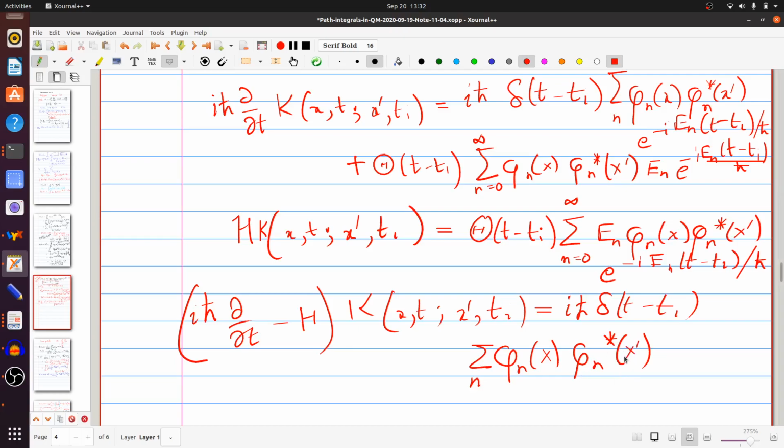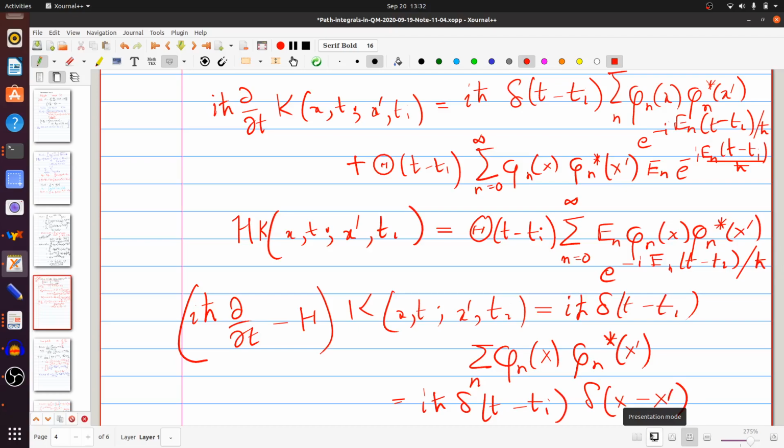φ_n(x) φ_n*(x'), because the exponential, when t is equal to t_i, that's the only point, remember, where this function has support, where it's non-zero, the delta function, I mean, this factor simply becomes 1. So you just live with 1 here. But what is this sum? As I said a while ago, this sum is nothing but the delta function in x. So you get iħ δ(t − t_i) δ(x − x'). So there you have it.